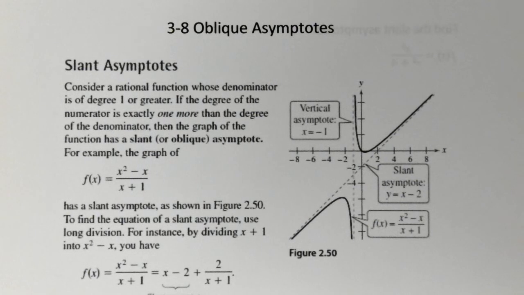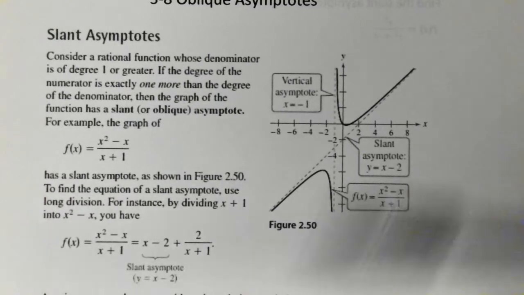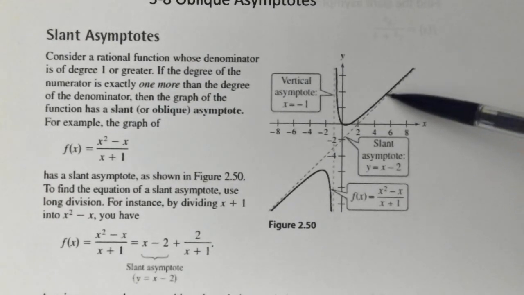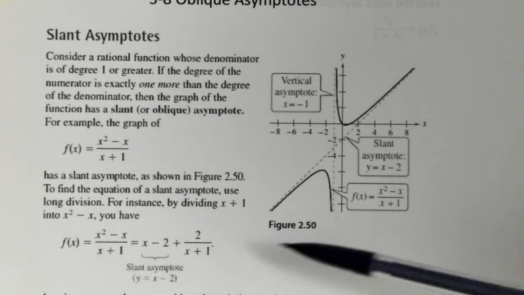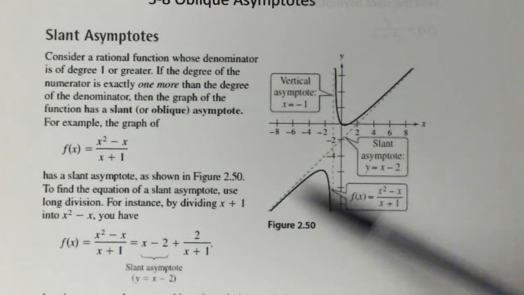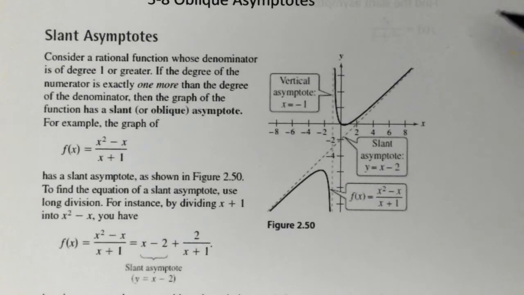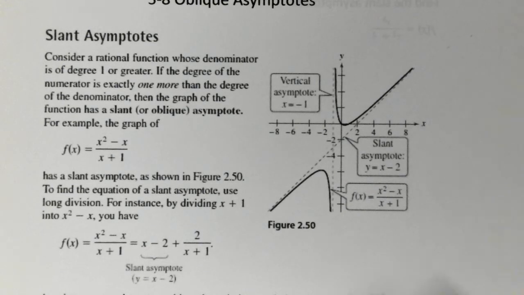Alright, 3-8, we're talking about oblique asymptotes. Now, oblique asymptotes, what are they? Well, first of all, another name for oblique asymptote is slant asymptote, and that's exactly what it means. As you can see on this example with the graph from the right, the slant asymptote is an asymptote that's slanted. It's not vertical, it's not horizontal, it's slanted. So the question is, how do we find them?